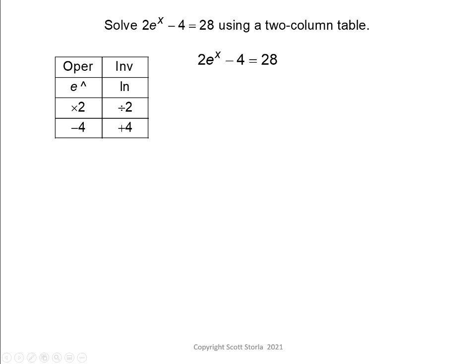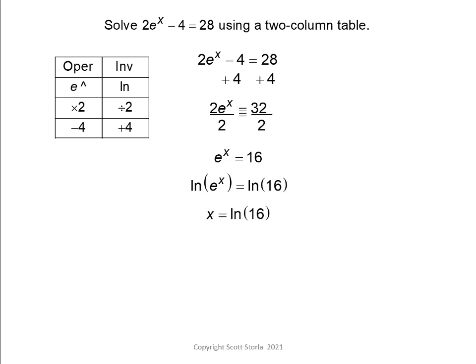Returning to the original equation, I'd first add 4 and simplify. Next, I'd move up a row and divide by 2 and simplify. I'd move up a row, take the natural log of both expressions and simplify. My answer would be natural log of 16.